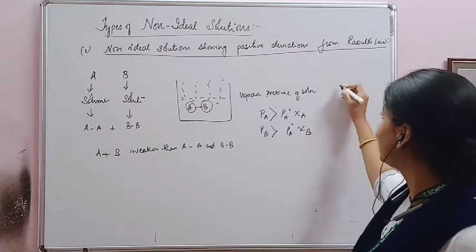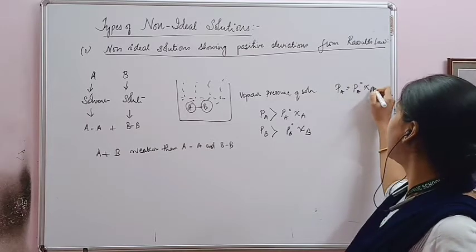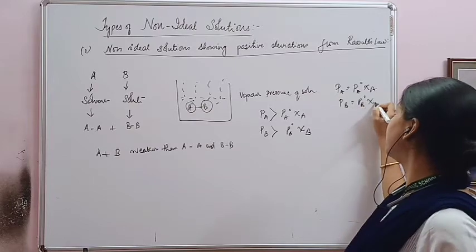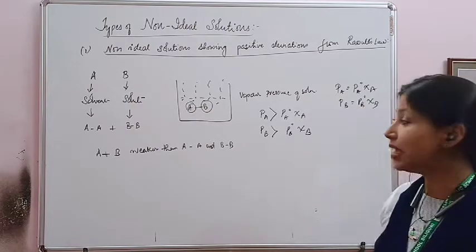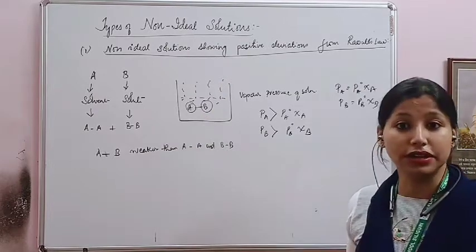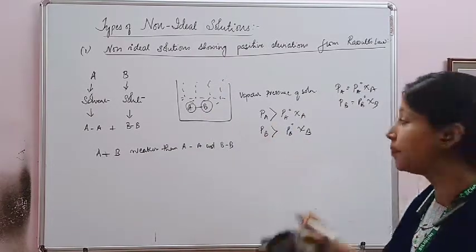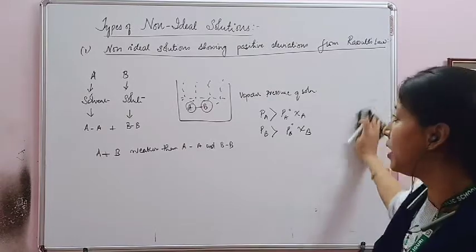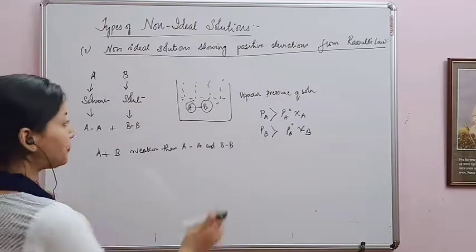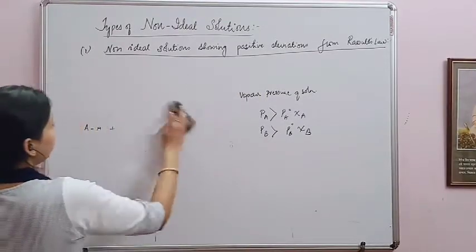In Raoult's law, we had seen that the partial pressure PA is equal to PA naught chi A and the partial pressure of B is equal to PB naught chi B. Now, since the escaping tendency of the solute and solvent has both increased, the partial pressure will be more. Let's elaborate this with an example. I hope this much is clear.